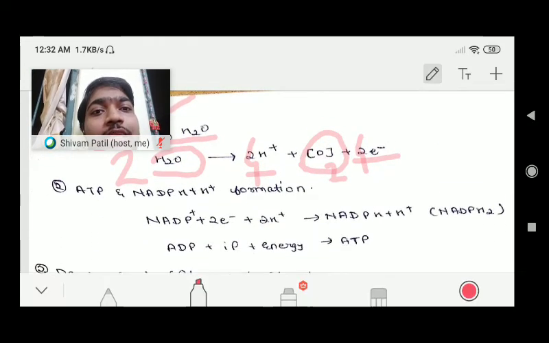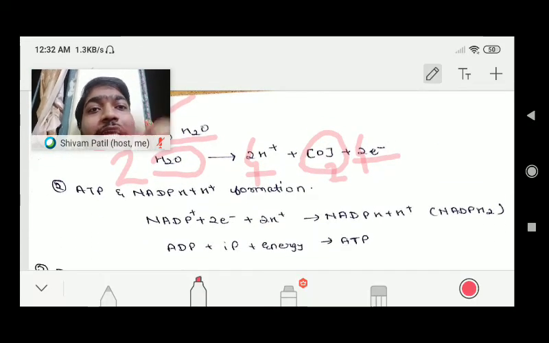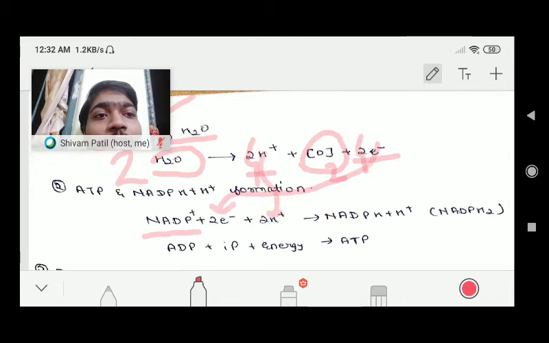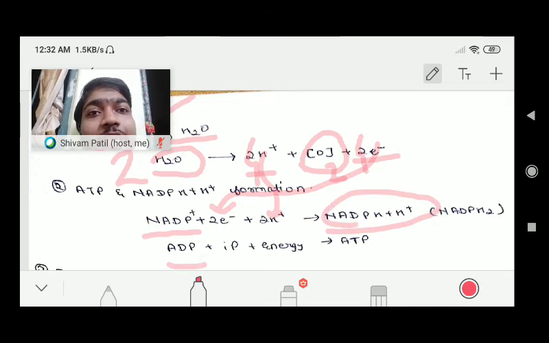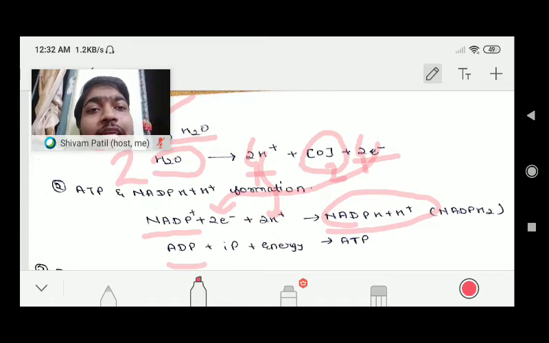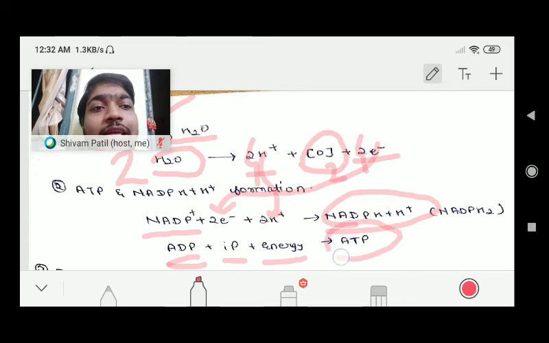Now what occurs in the second phase of this reaction? ATP and NADPH2 are formed. How does it occur? The NADP plus combines with these 2 electrons and 2 hydrogen to form NADPH2. And the ADP that is present in the stromal side of the plastid combines with the inorganic phosphate plus energy to form ATP.